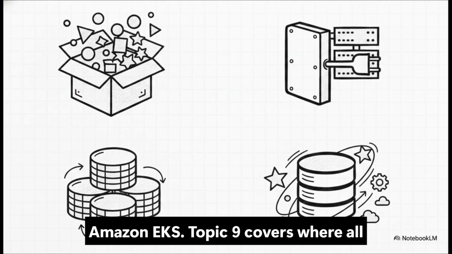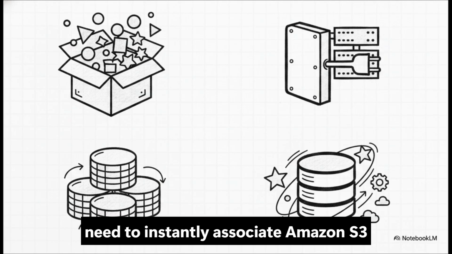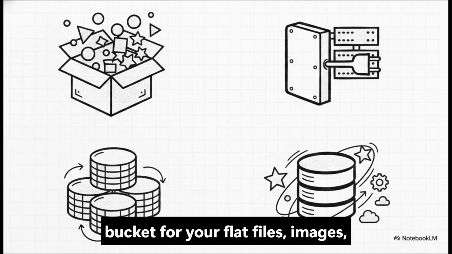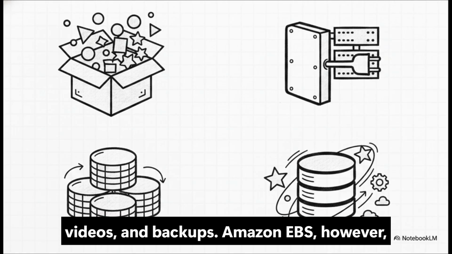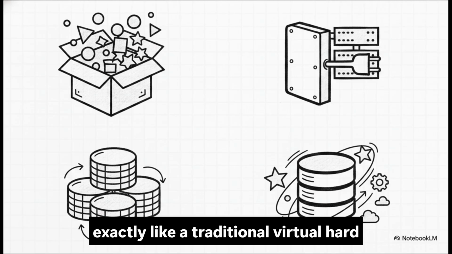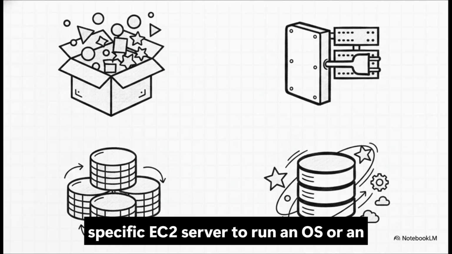Topic 9 covers where all your valuable data actually lives. You need to instantly associate Amazon S3 with limitless, scalable object storage. It's basically the ultimate massive bucket for your flat files, images, videos, and backups. Amazon EBS, however, is block storage. That means it acts exactly like a traditional virtual hard drive that you physically plug into a specific EC2 server to run an OS or an application.